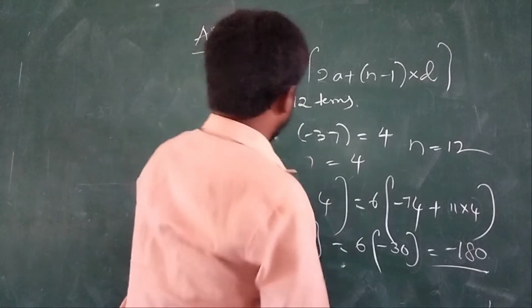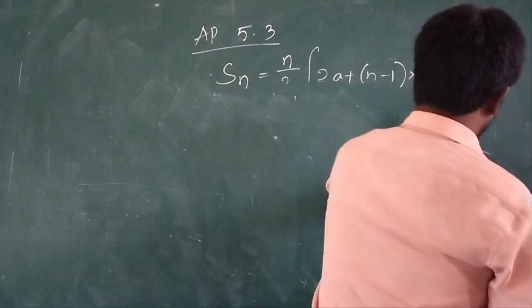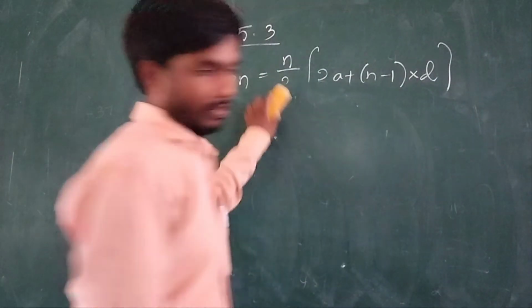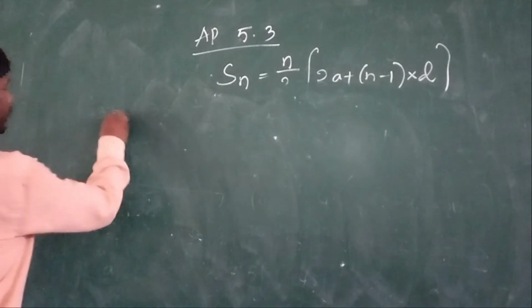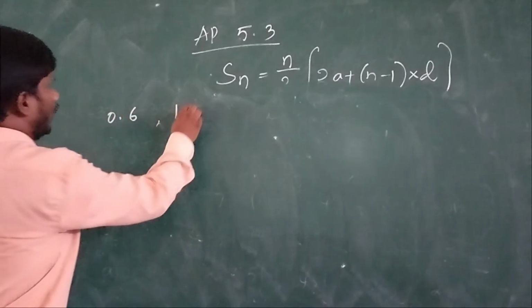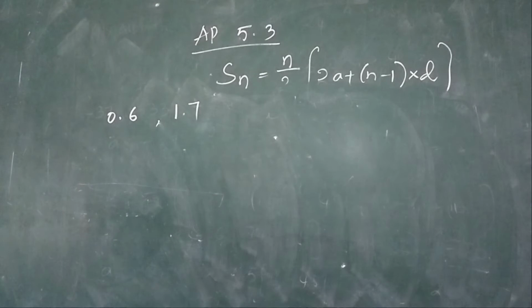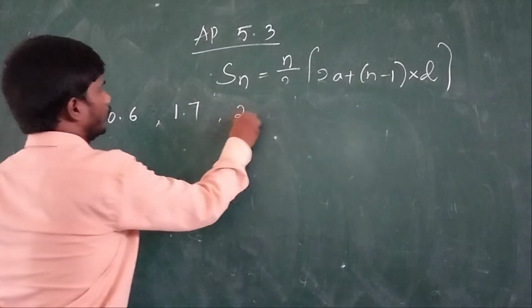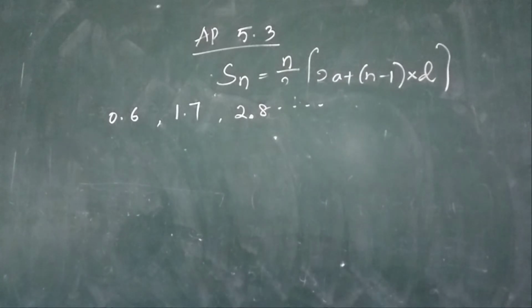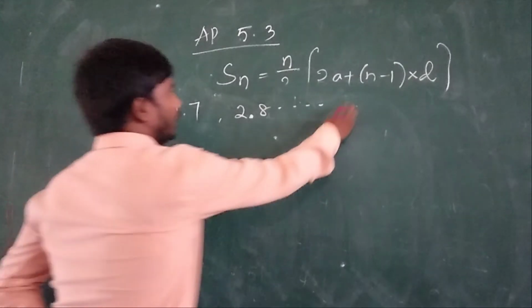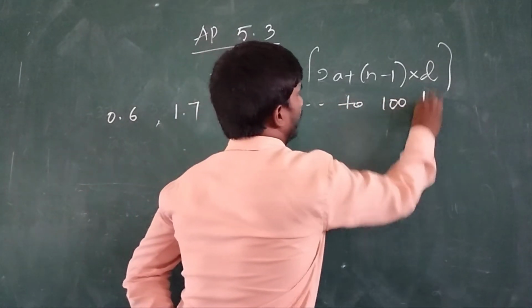So next problem. The series is 0.6, comma 1.7, comma 2.8, and so on, up to 100 terms.